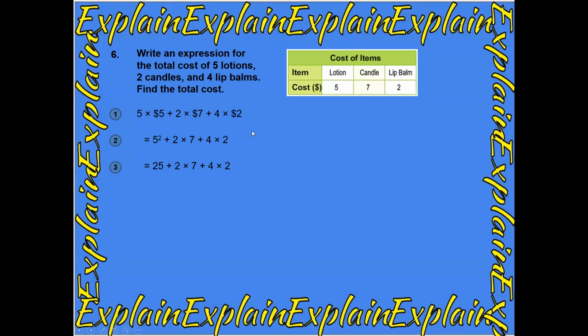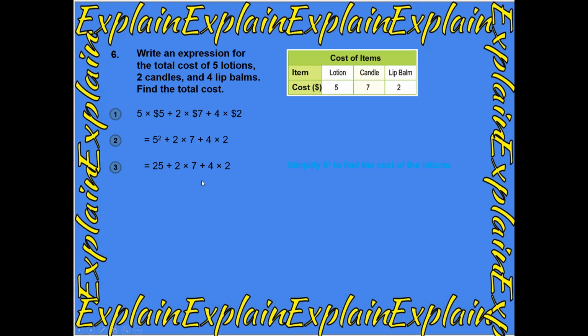So see how they're working backwards? Instead of undoing it, they're creating it. 5 times 5 is 5 to the second power. 2 times 7 plus 4 times 2. Okay, simplify 5 squared to find the cost. So now they're finding the cost. So here's the expression. 5 to the second power plus 2 times 7 plus 4 times 2.